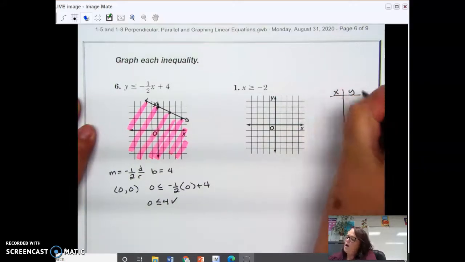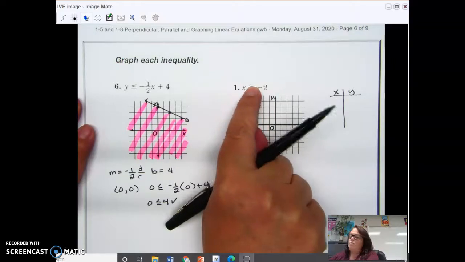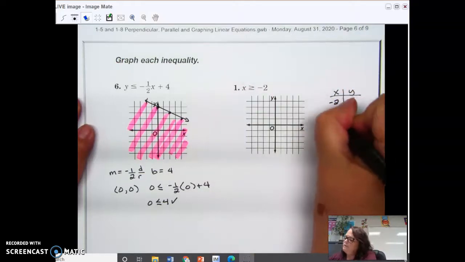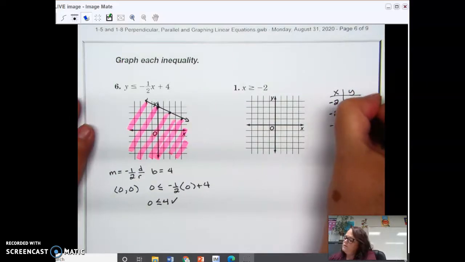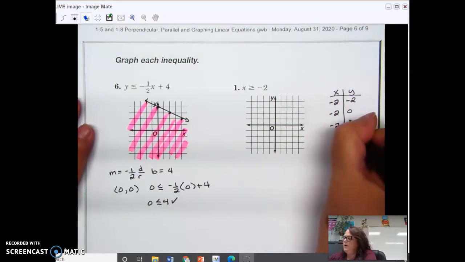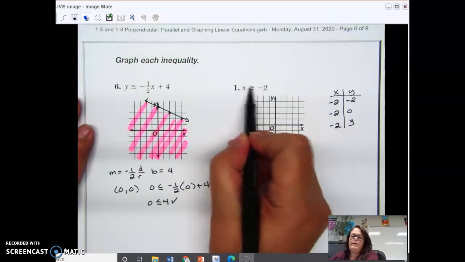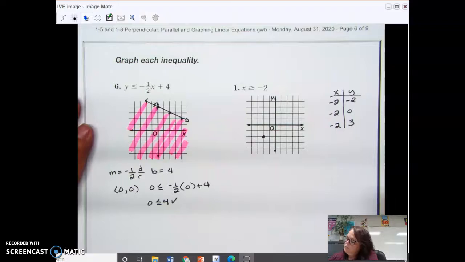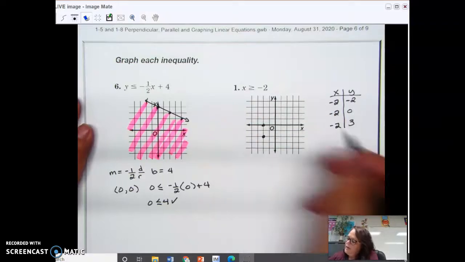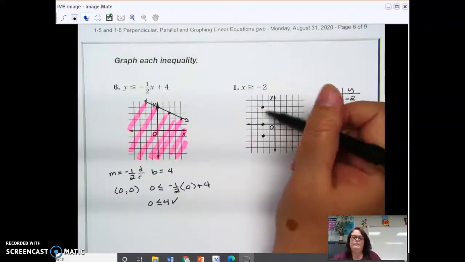So this is saying all of my x values, ignoring this greater than or equal to, if I just said equal, all my x values would have to be -2, just looking for that line. So I can pick random y values like -2, I could pick 0, I could pick 3. It doesn't matter what y values I pick as long as my x values are -2. So that means I have the point (-2, -2), I have the point (-2, 0), and I have the point (-2, 3). And notice when I put those in there, I have the vertical line just like I predicted.